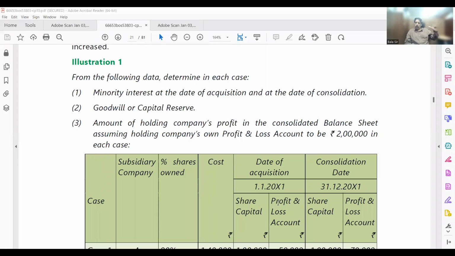Okay, so let us start with illustration number one from your study mat. From the following data, determine in each case: number one, minority interest at the date of acquisition and at the date of consolidation. Number two, goodwill or capital reserve. Number three, amount of holding company's profit in the consolidated balance sheet, assuming holding company's own profit and loss account to be rupees 2 lakh in each case.